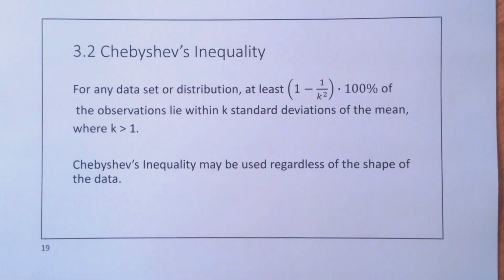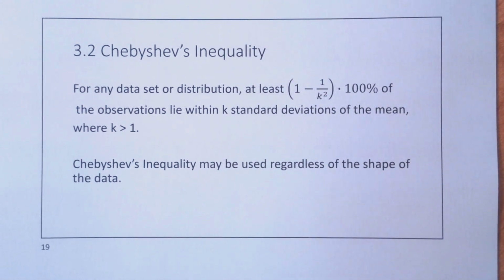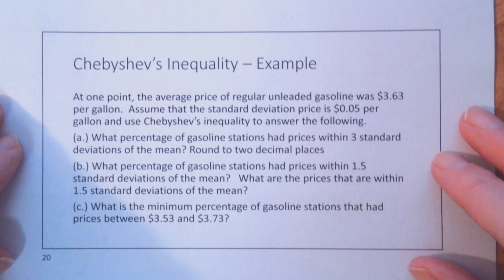The strength of Chebyshev's inequality is that it can be used regardless of the shape of the data. So it's not as accurate as if we have a normal distribution or a bell-shaped curve. But it can be used with any shape, and so that's its value. On the other hand, if you have a normal distribution, you would want to do things the way we've been doing them. Alright, and the other thing that's kind of nice about this is it's pretty easy to do. So let's go ahead and use this on a problem.